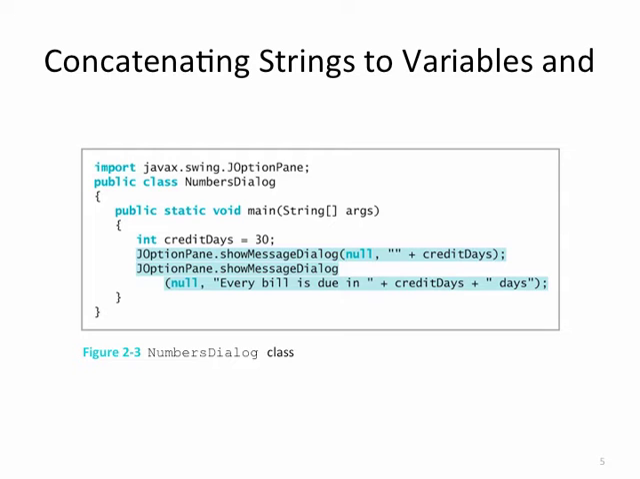So it takes the 30 that's stored in creditDays, concatenates it together with the empty string. Now the whole thing is a string, and it will be displayed in the showMessageDialog. The second showMessageDialog says "Every bill is due in", and concatenates that string constant or string literal with the value that's in creditDays, along with the string constant or literal " days".